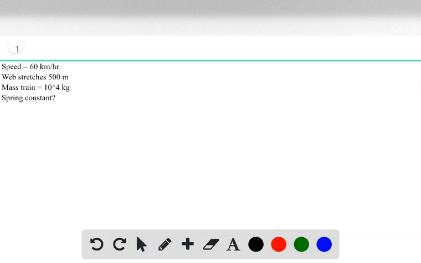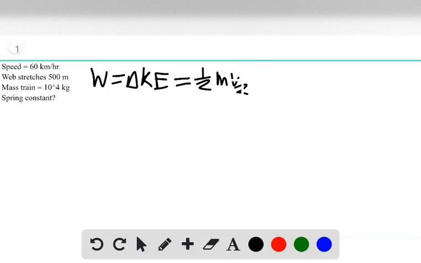So the first thing we need to do is find the work that the web does, and we know that work is equal to change in kinetic energy, and kinetic energy equals, so it's going to be final minus initial, and the final velocity is 0, but I will go ahead and write that out. 1/2 m v2 squared minus 1/2 m v1 squared. If it's bringing it to rest, the final velocity is 0. So that means the work done is going to be negative, which makes sense because this web is pulling back in the opposite direction of motion.